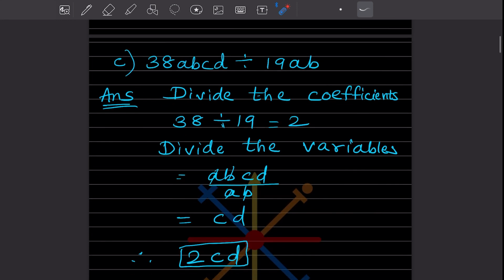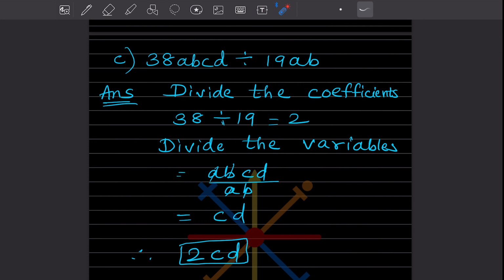Now the next one says 38abcd divided by 19ab. So again here you are going to divide the coefficients. So 38 divided by 19 is 2. Then the variables, you are going to divide the variables. So abcd divided by ab. So a and a, b and b cancel. So what remains is cd. So again here the same. Here you have to compare this and this, right? 2 is here because these are the coefficients, and cd means you have to mix them together. That is 2cd.